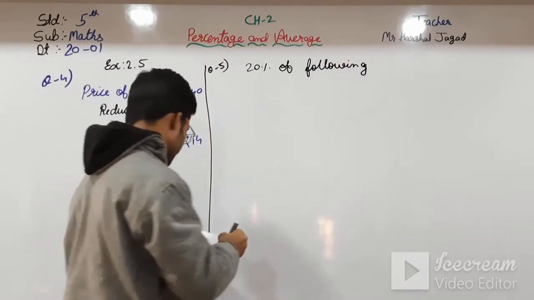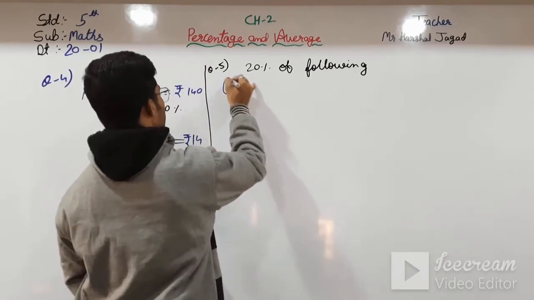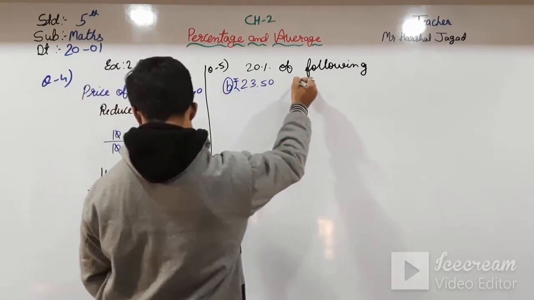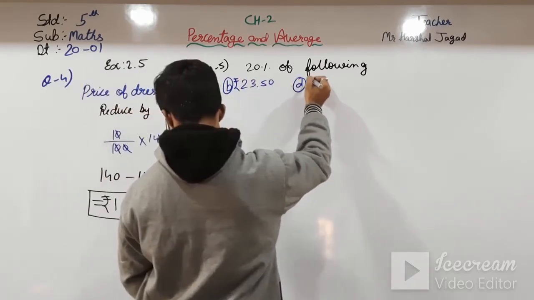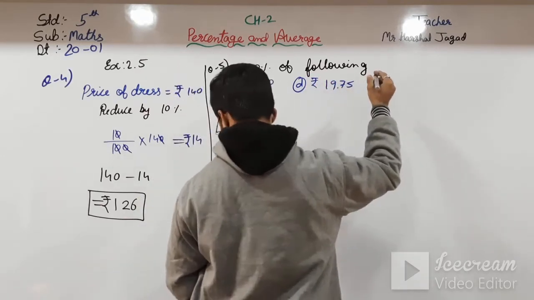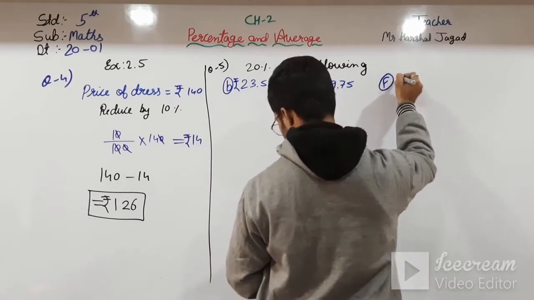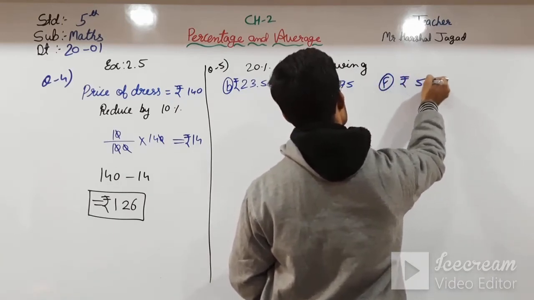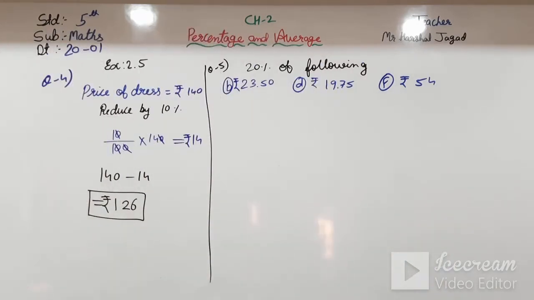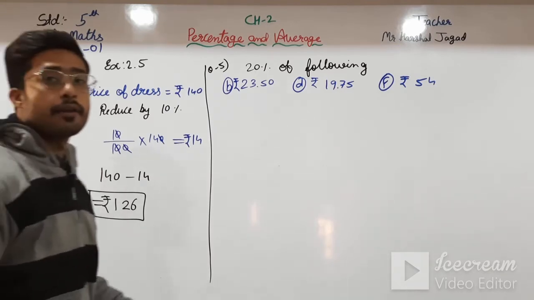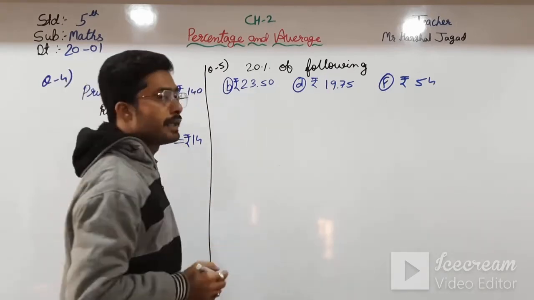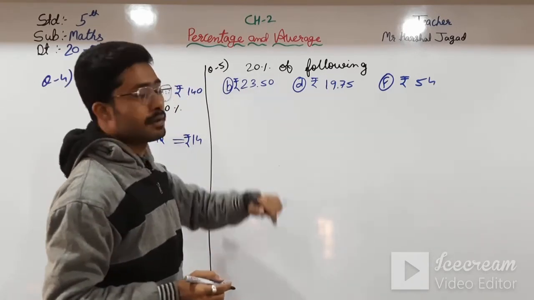Which 3 will I do? That is B, which is 23.50 rupees, then 19.75, and then F, that is 54. So let us do it one by one, and A, C and E you have to do on your own. Okay students, first of all we have to find the 20% of it.